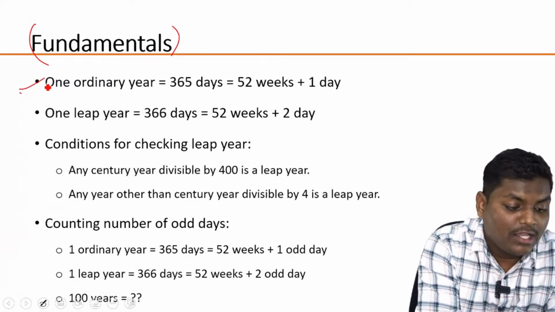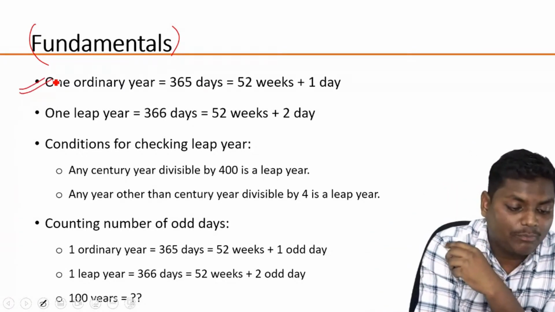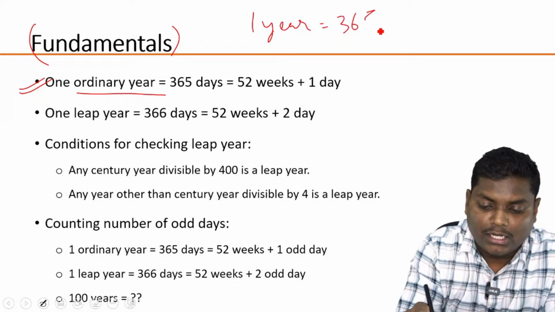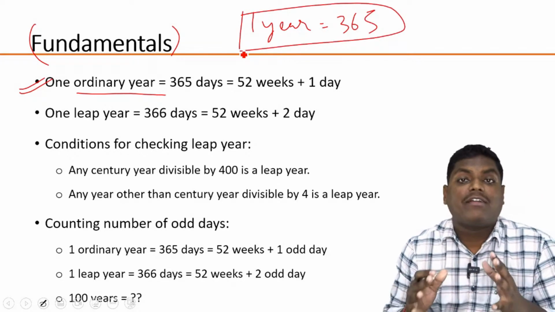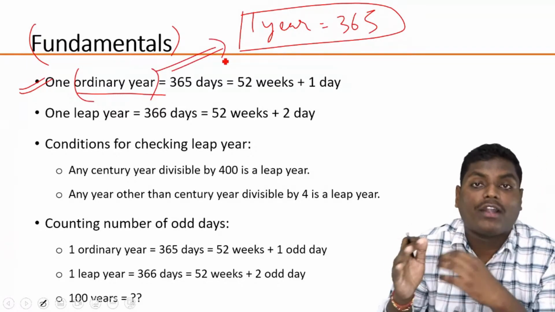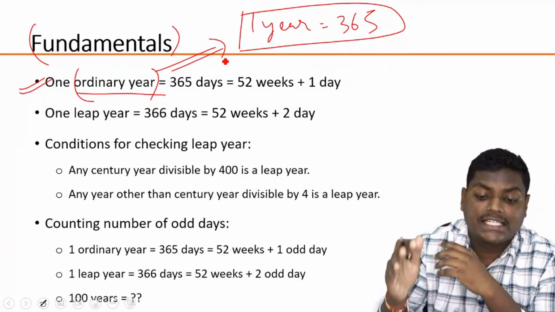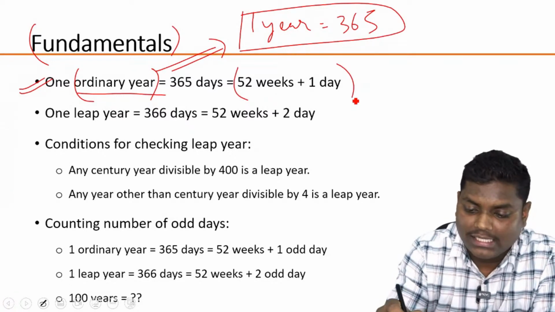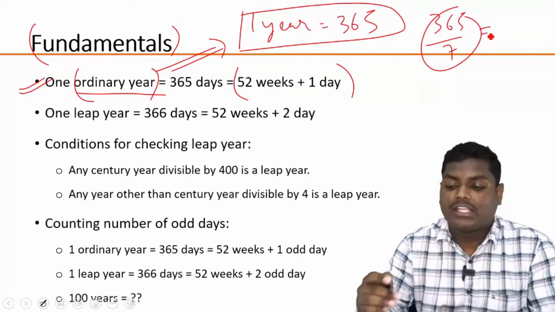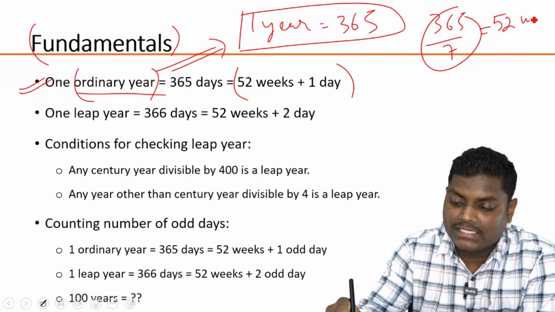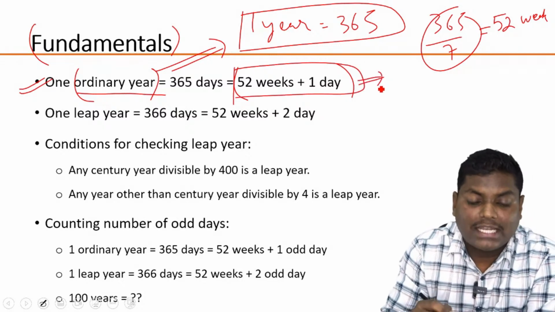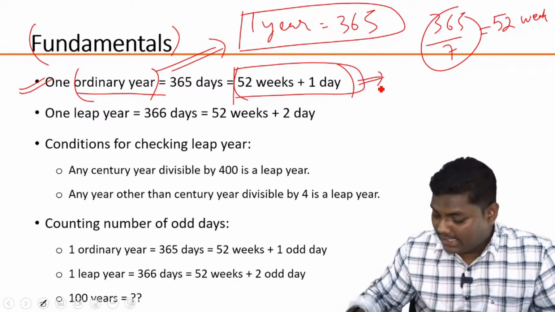The first is, I'm sure you all might be knowing this, that in a particular year, we have 365 days. For those years which have 365 days, we call it an ordinary year. That's the nomenclature we are giving it. So an ordinary year is a year which has 365 days. If you divide 365 by 7, that is days per week, you will get 52 weeks plus 1 day extra. So this is what is important. And in a couple of slides, we'll be seeing the importance of this 1 extra day.